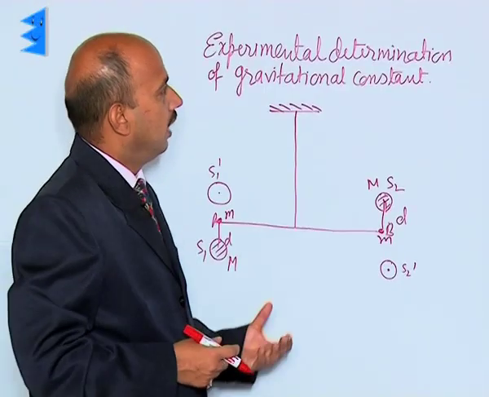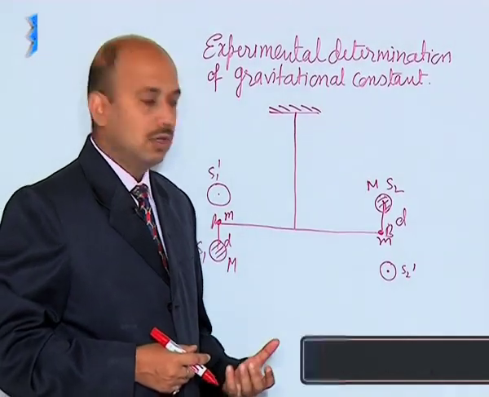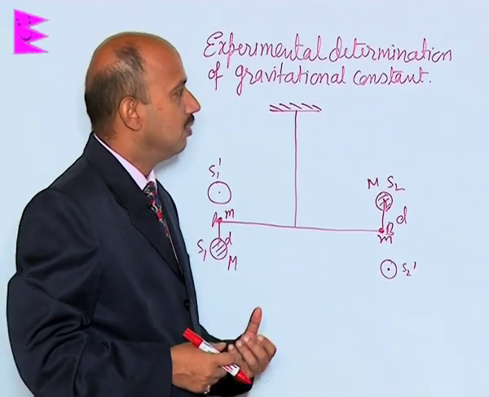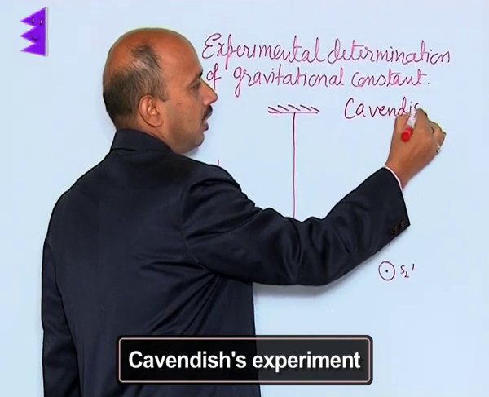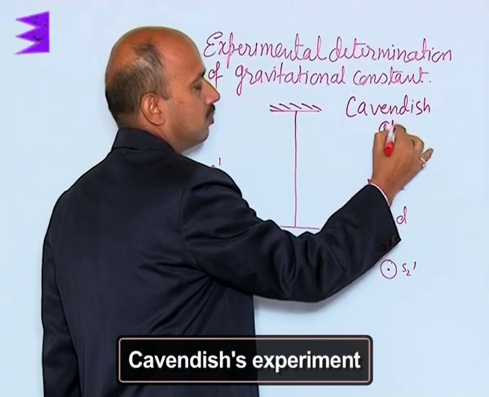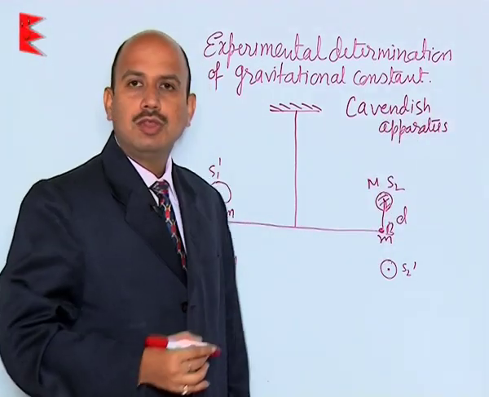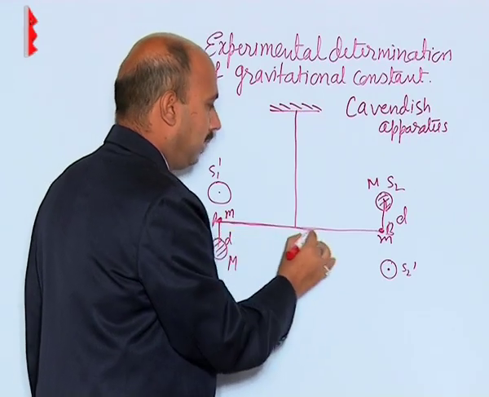Now see here, experimental determination of the gravitational constant, that is capital G. The value of capital G can be determined by this experiment. This is also known as the Cavendish experiment, or Cavendish apparatus. So now see here, in this case there is a thin rod AB.